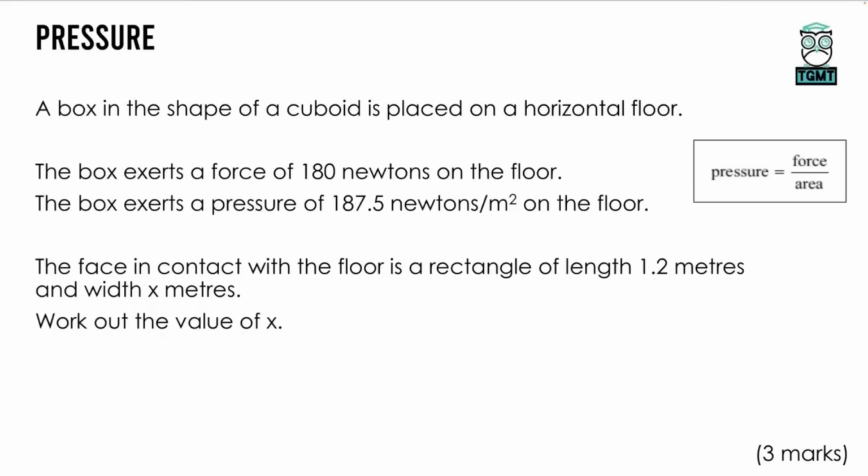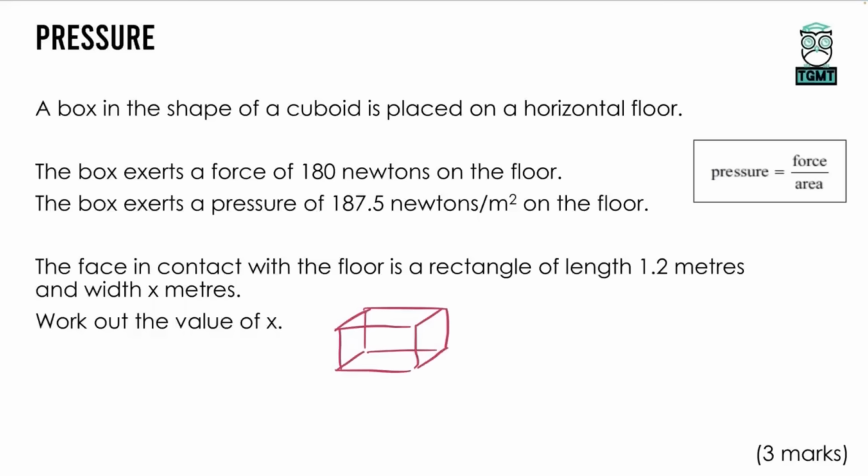Now this next question is looking at pressure, and we are given the pressure is equal to force divided by area formula. It says a box in the shape of a cuboid is placed on a horizontal floor. It doesn't give us a picture of that, but we can sort of imagine what that looks like. We have a cuboid, there we go, and that is on a horizontal floor, and there is our cuboid. It says the box exerts a force of 180 newtons on the floor. The box exerts a pressure of 187.5 newtons per metre squared on the floor.